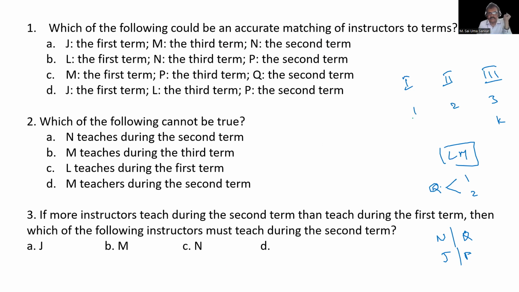If J is in the first term, what is M? M is in the third term. Let us take N in the second term. Is it valid? If M is in the third term, L must be in the third term, here there are 4 members, right? 1 to 4, not 1 to 3.